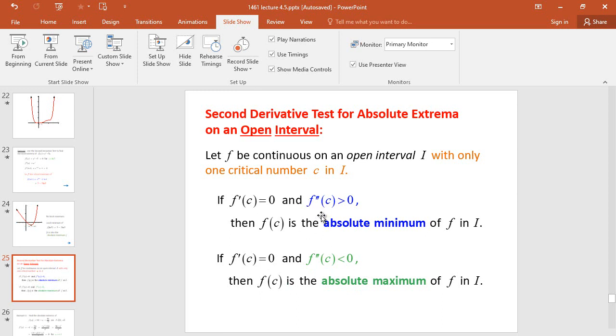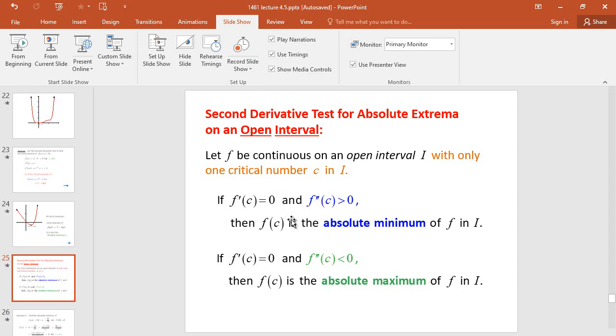Let's think about it for a second. What we are saying is that if we have exactly one critical point where the derivative is 0, and if f has a local minimum there, that has to be the absolute minimum. If f has a local maximum at c, then that's got to be the absolute maximum of f. Again, because we have only one critical point at c. Now, why is that the case?